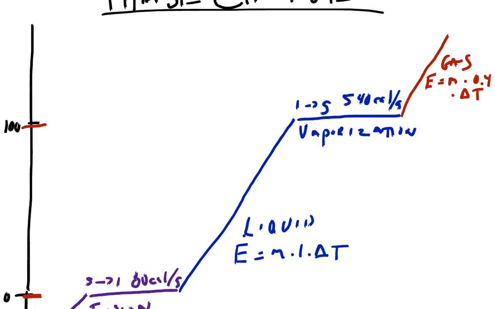Once that gas has reached 100 degrees, it now is in the gas phase. In order to calculate the amount of energy that gas has, we're going to calculate it by mass times 0.4, which is the specific heat of gas, times delta T. Delta T starts at 100, but then it goes to some value above 100.